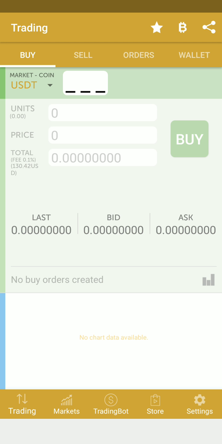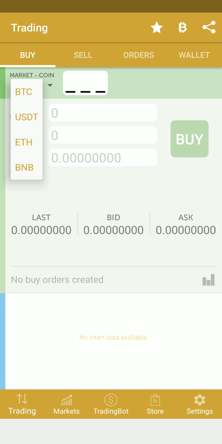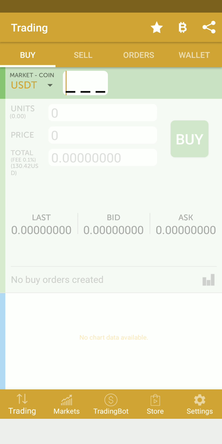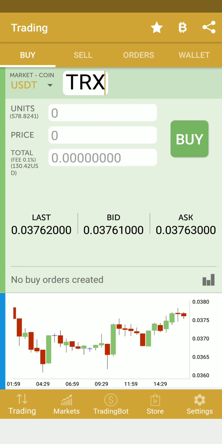So, like I said, this is what you get when you first open it up, which is the trade. So you can trade USD, Bitcoin, Ethereum, or the Binance coin. Say we want to look at TRX. So it will pull it up, give you the last bid, the bid price, and the ask price.